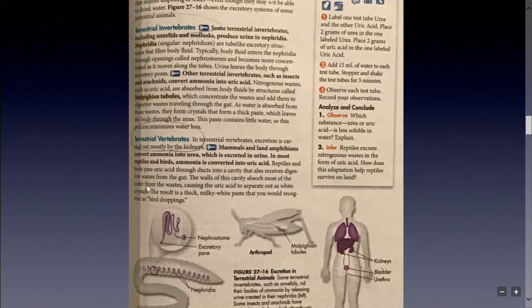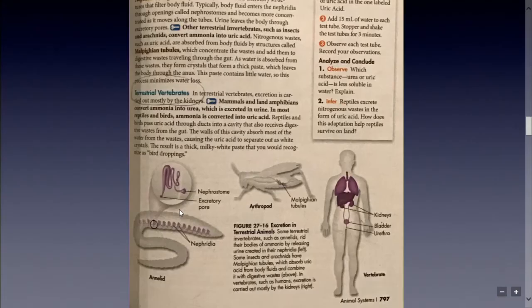You're receiving digestive waste from the gut, and you're adding that to the uric acid. And then that'll absorb most of the water from the waste. The walls of the cavity will absorb most of the water, putting it back into the organism. And then the uric acid will just separate out as white crystals. And the result is a thick, milky paste that you would recognize as bird droppings.